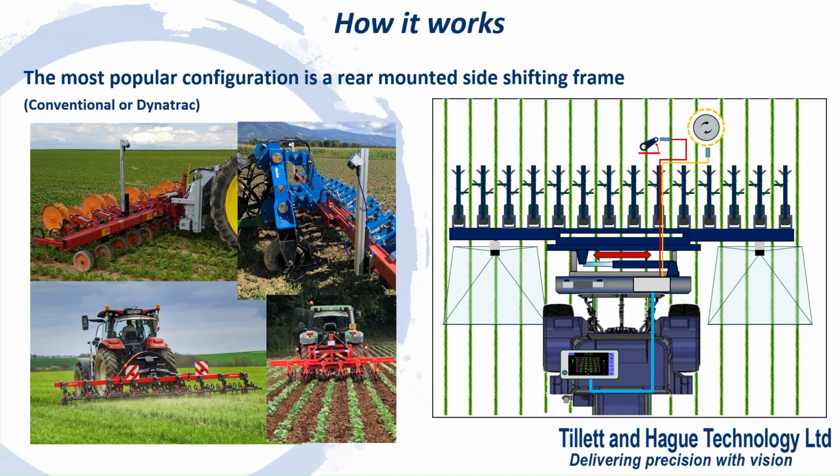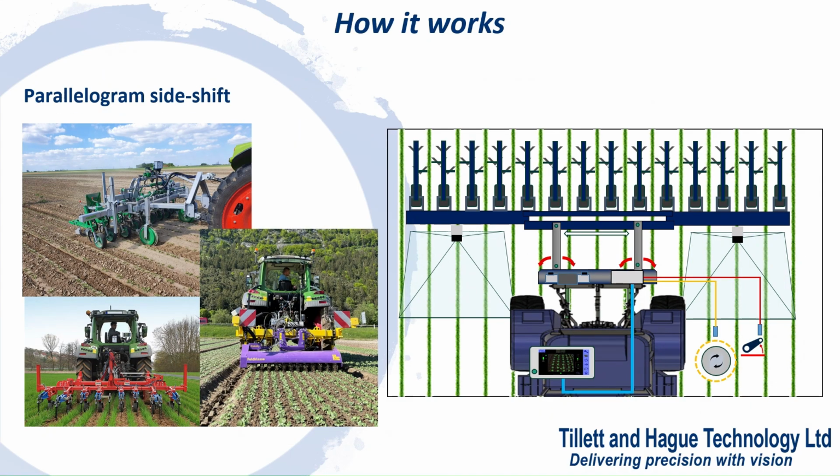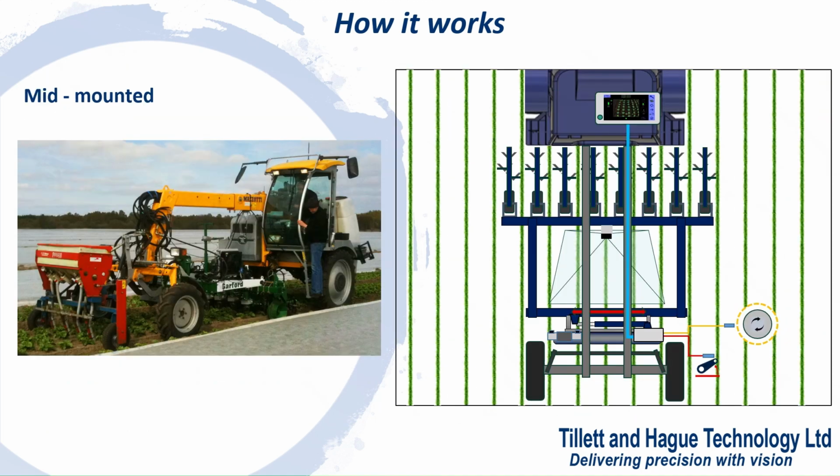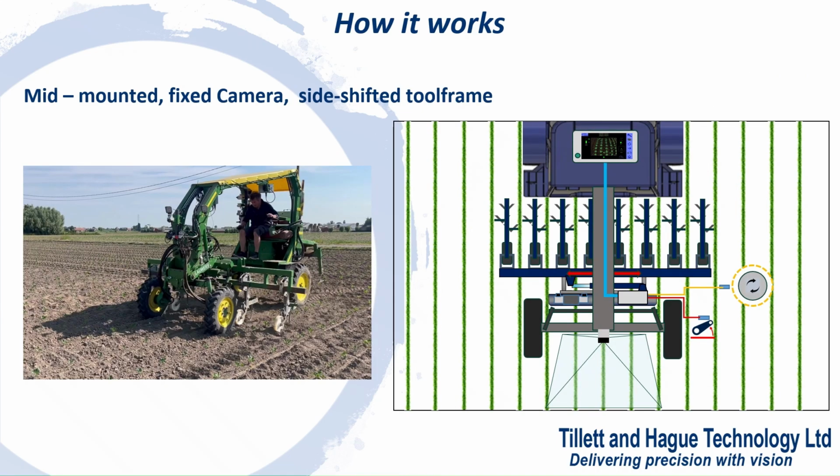The most popular configuration is a rear-mounted side-shifting frame. However, our system can also be configured to control a whole variety of arrangements. Front-mounted, and mid-mounted, whereby the camera is mounted on a fixed part of the tractor frame, giving a clear forward view. The side shift moves independently behind the front axle.